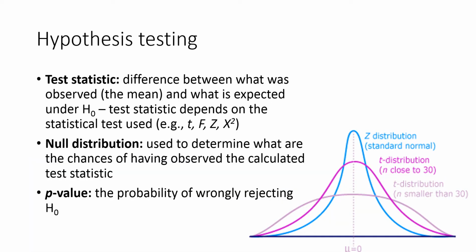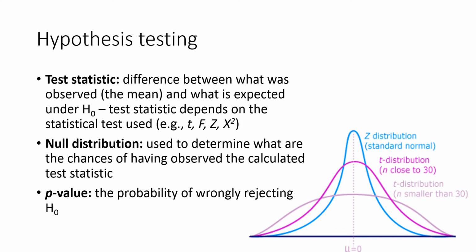Okay, so hypothesis testing. The test statistic, and I always have a little bit of a hard time wrapping my head around the test statistic, is basically something out of a distribution. And distributions are generally related to the sample size that you have. So you can see from this figure, this is a t-distribution with a number of samples less than 30, and this is a t-distribution with a number greater or close to 30.